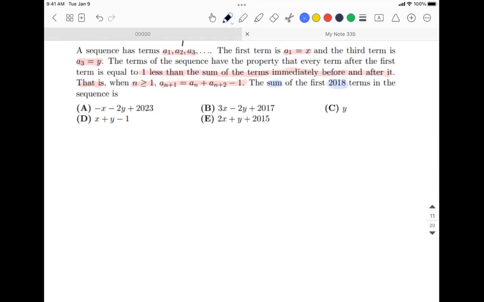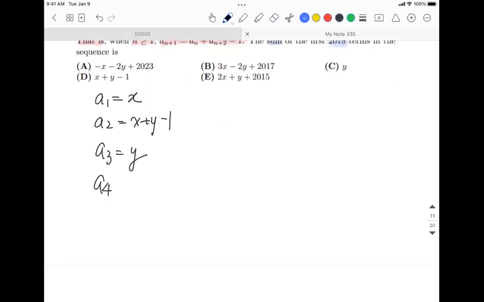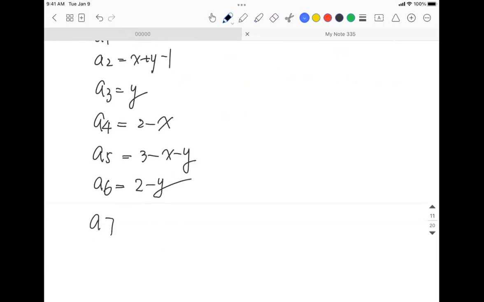So what's the period? I'm just going to give you the answer right away. A1 equals x. A2 equals x plus y minus 1. A3 equals y. You just keep writing: A4 equals 2 minus x. A5 equals 3 minus x minus y. A6 equals 2 minus y. A7 equals x. A8 equals x plus y minus 1.